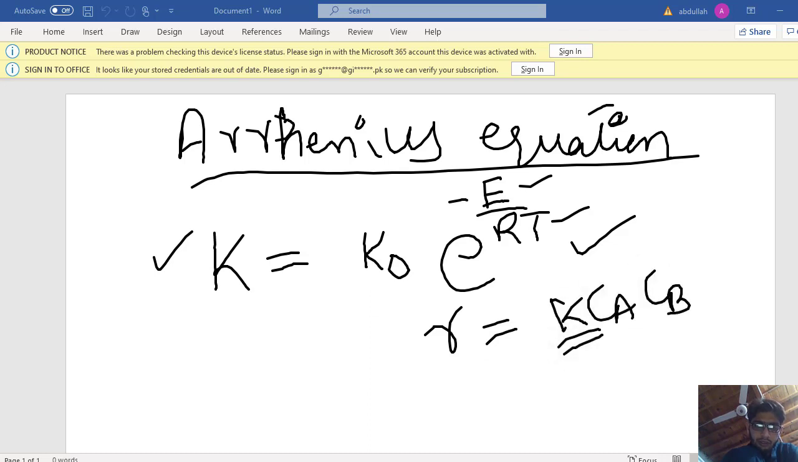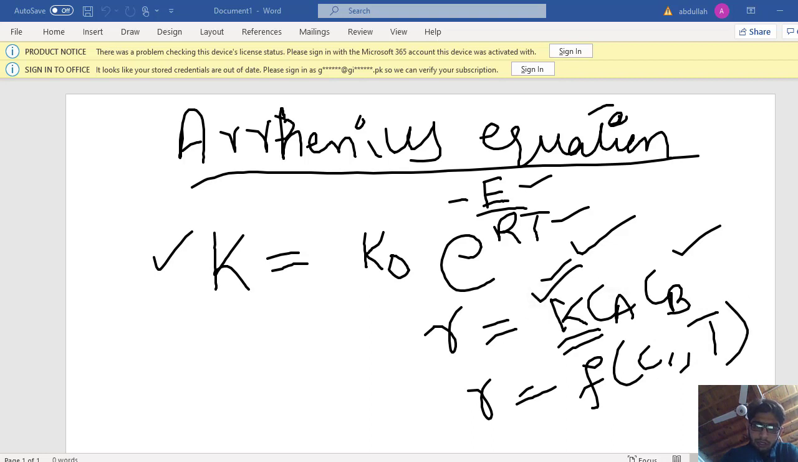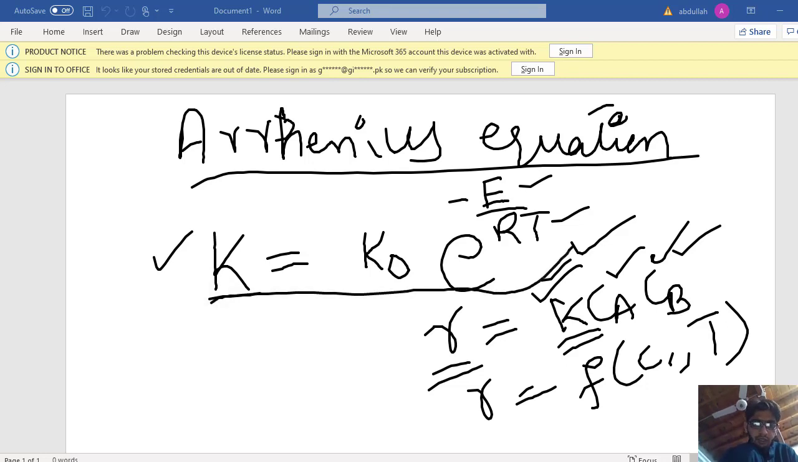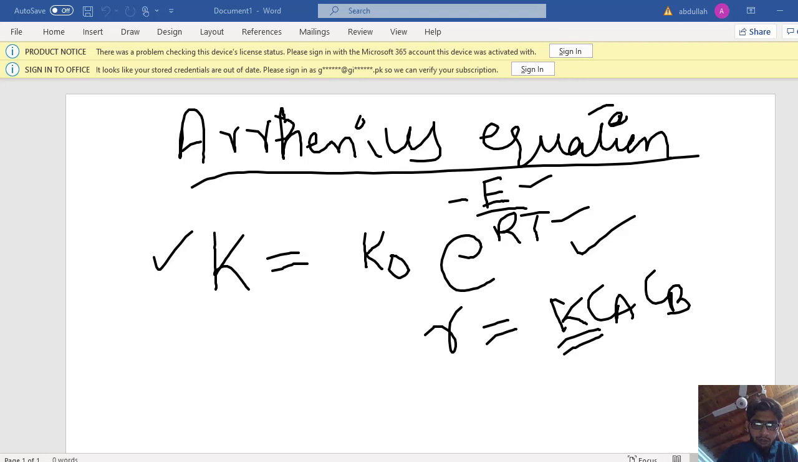This rate constant depends on temperature. As we have already discussed, rate is a function of concentration of component i and temperature. So this is the temperature term and these are the concentration terms in the rate law. This is the rate constant. The rate constant is a function of temperature, and this is the mathematical form of the Arrhenius equation. It is an exponential function, so we can write the Arrhenius law in graphical form.